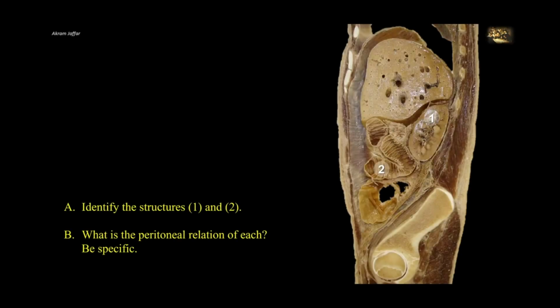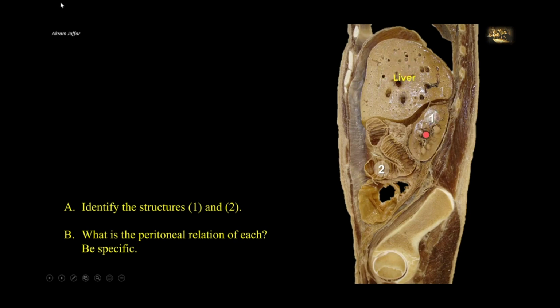Identify the structures 1 and 2. What is the peritoneal relation of each? Be specific. This is a parasagittal section of the body showing the abdomen. It is more deviated to the right. You can see here, this is the liver, the big part of the liver, the right lobe of the liver.